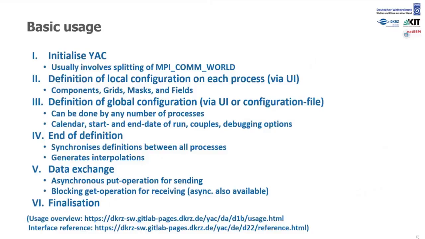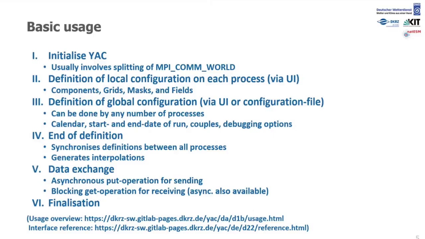And then there are a couple of global configurations. These can be defined via the user interface or a configuration file. And this can be done by any number of processes, could be 1 or all, or a selected number, that doesn't really matter. This data includes the definition of the calendar, the start and the end date of a run, which fields are supposed to be coupled, and a couple of debugging options.